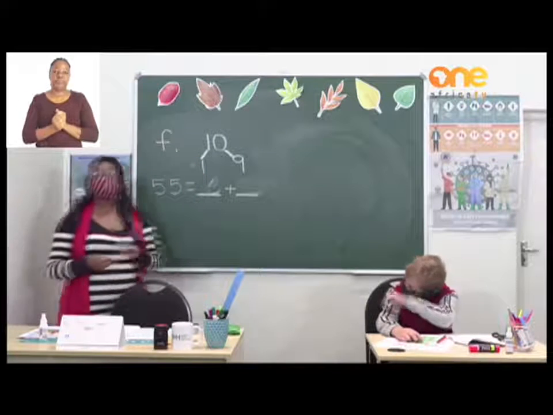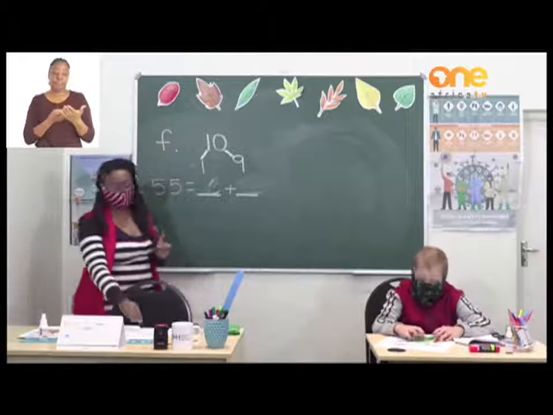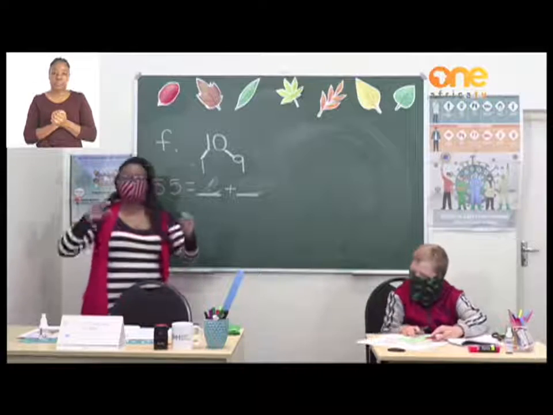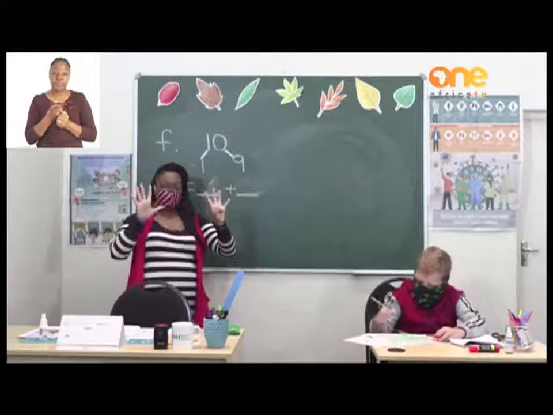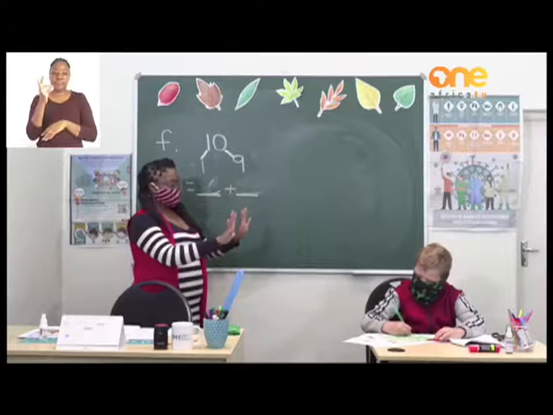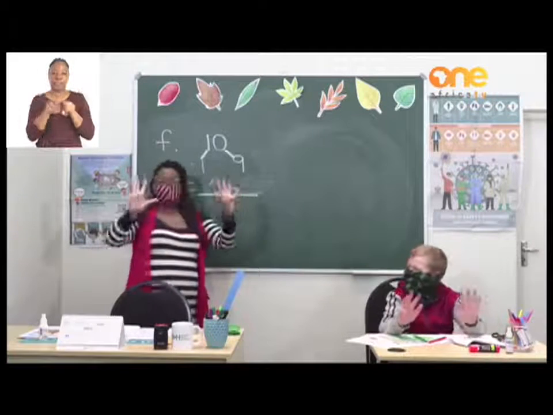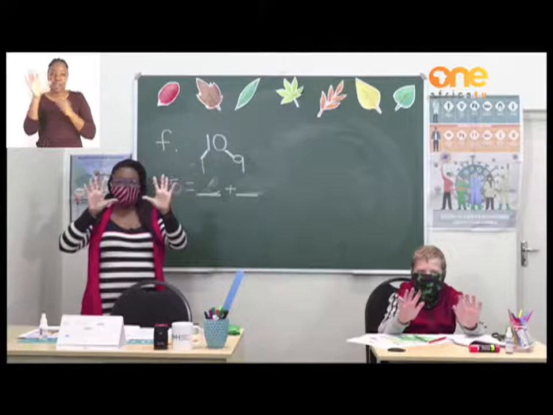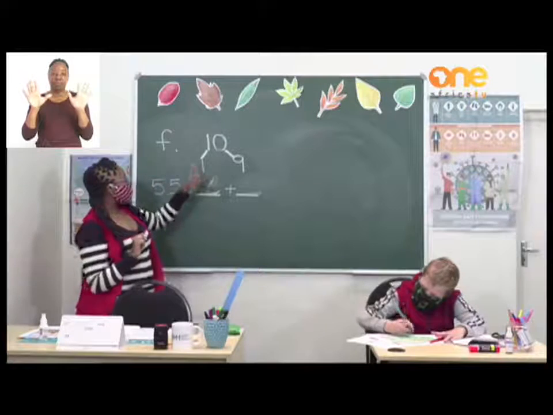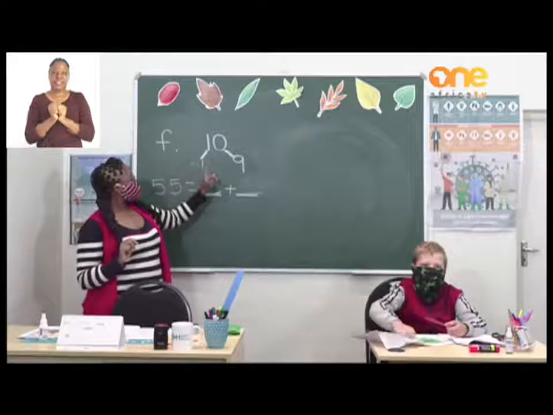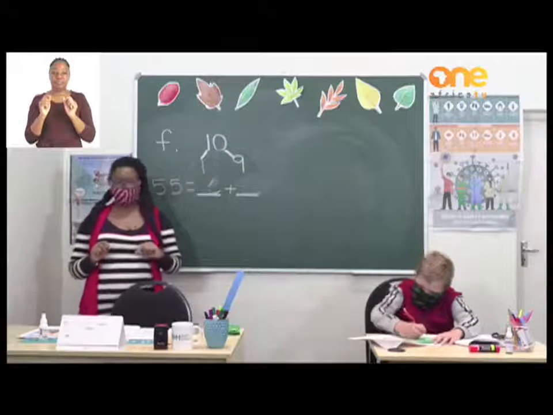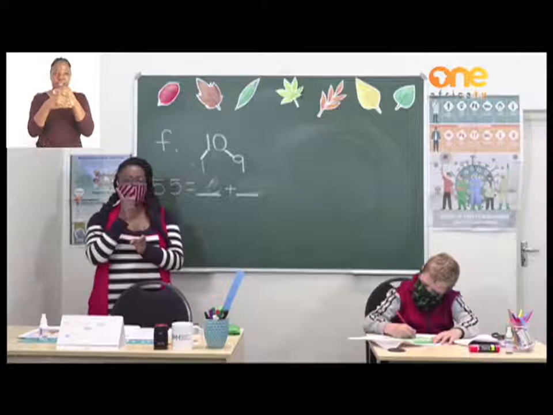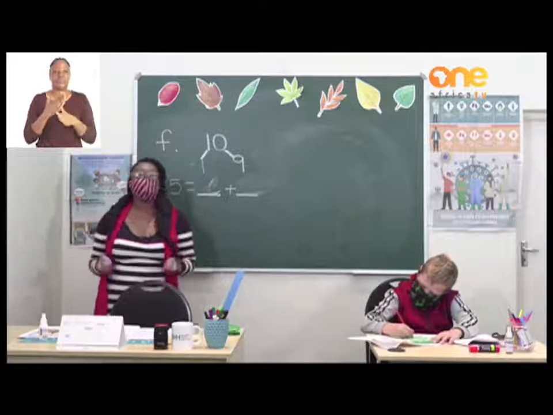Now, I would like us to check. Every time you finish a bond, you must check. So my friend and I here are going to check. So we are going to have our 9 fingers. Show me your 9 fingers. Very good. 9 fingers, and we're going to add one more. And one more. And that becomes 10. So our answer is correct. 1 plus 9 equals 10. You're going to do the rest of the exercise by yourself. Remember to check.